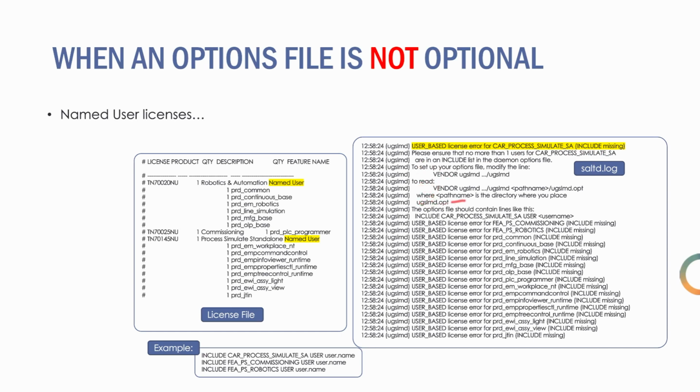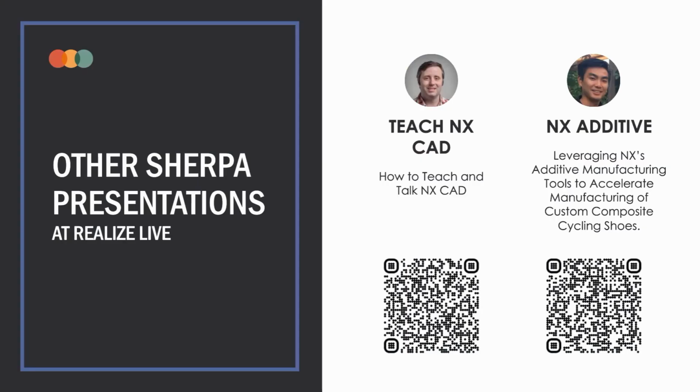So you see right there, ugslmd.opt. If you use an include statement to include the username, it will take care of this problem. So my example down here is I created the options file, put the feature in there with the user keyword and the username, and it takes care of it. And that's pretty much it for license options files. They're not that difficult to set up. There are some rules to follow.